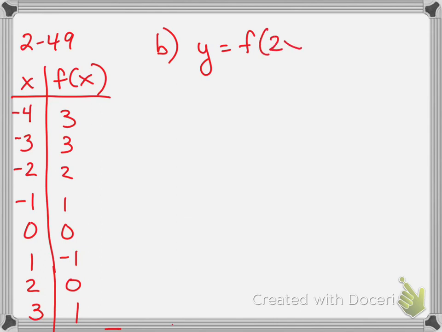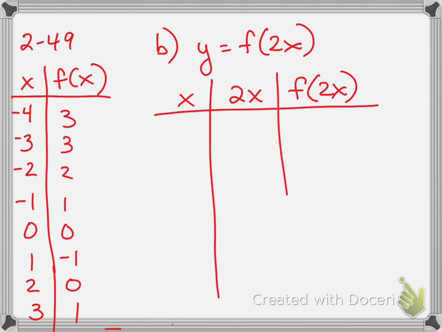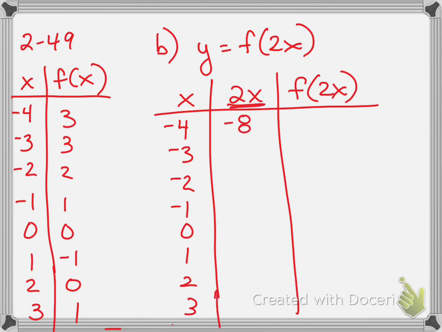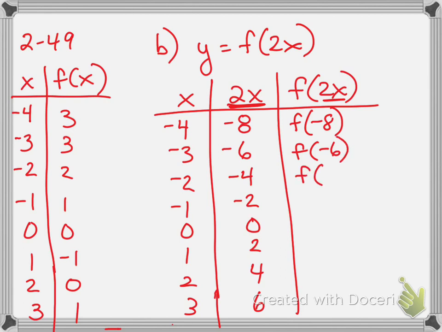equals f of 2x. And the way they taught us to do this the other day was we did x, and then we did 2x, and then we did f of 2x. And we took our original x values that we had used. And then for this 2x column, we just multiplied them all by 2. Then for this column, we wanted f of these values, so it was f of -8, f of -6, f of -4.